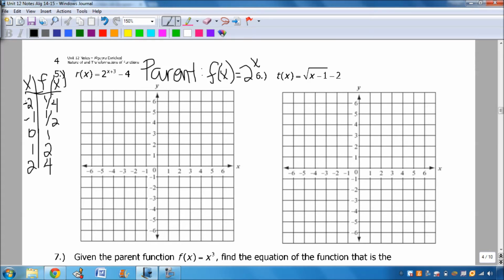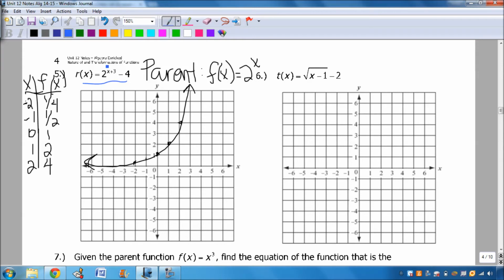So let's go ahead and graph out our original function, our parent function. So I'm going to go to -2, 1/4 right here. I'm going to go to -1, 1/2. I'm going to go to 0, 1. I'm going to go to 1, 2, and then I'm going to go to 2, 4. And it appears to have that exponential growth look to it. So this is what the parent function will look like. Notice how it will never touch the x-axis right here. Now, I need to figure out what's happening to my graph.